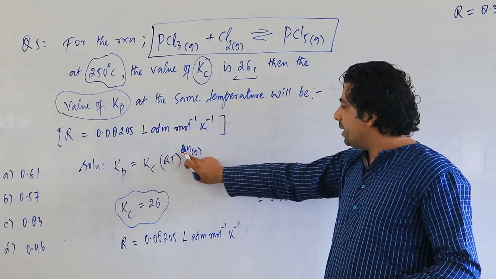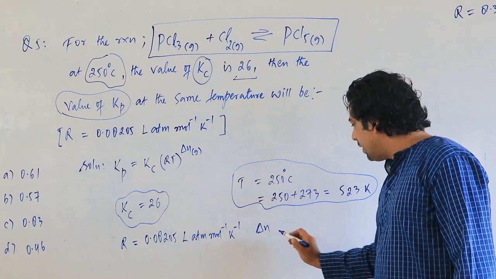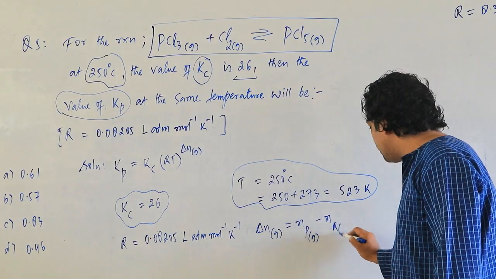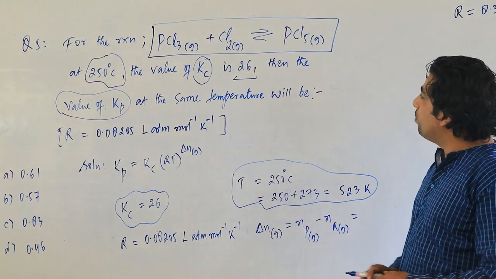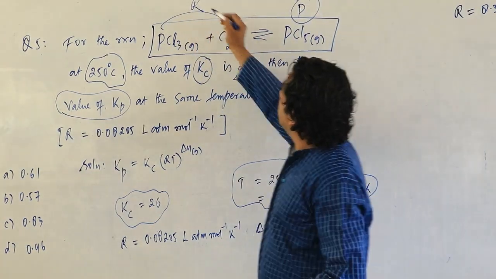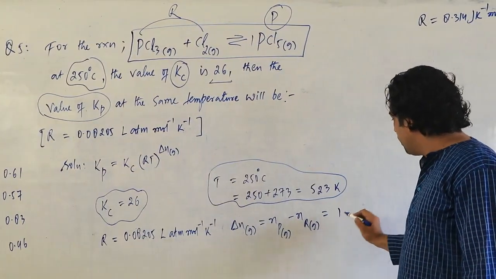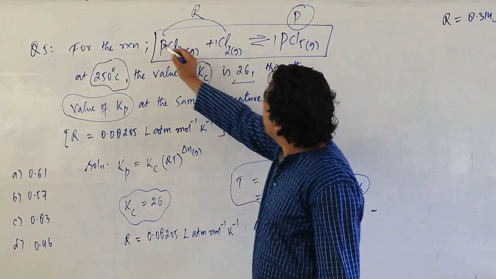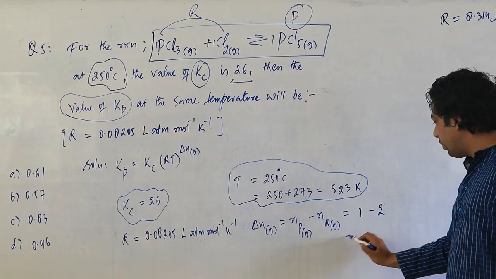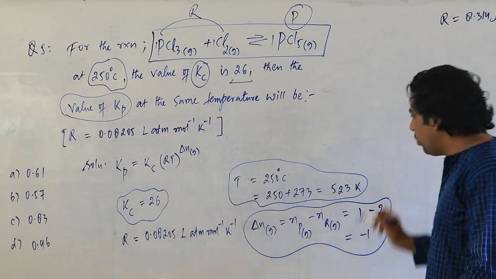Now I need delta N. And do you know the delta N, my dear friends? Delta N gaseous is equal to the number of moles of products which are in gaseous state minus the number of moles of reactants which are in gaseous state. Tell me the number of moles of these, these are my products and these are my reactants. How many moles of products? 1 in gaseous state, so 1 is here. Minus how many moles of reactants in gaseous state? 2, 1 and 1, 2. So obviously what is the value of delta N? Minus 1. So the delta N value also you got.